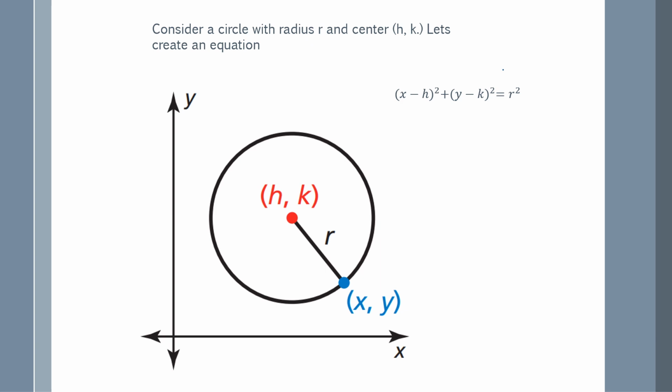So consider a circle with a radius r and a center (h, k), and we're going to create the equation. I gave you the equation of a circle, but you're going to have to know how that came to be. So you have a fixed point (x, y) and a center (h, k), and the r is the distance between the two.